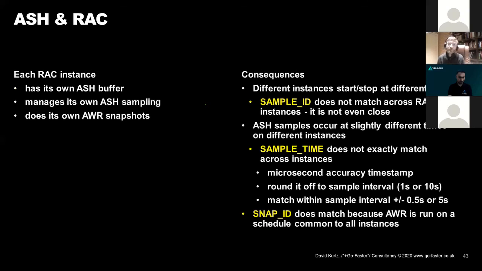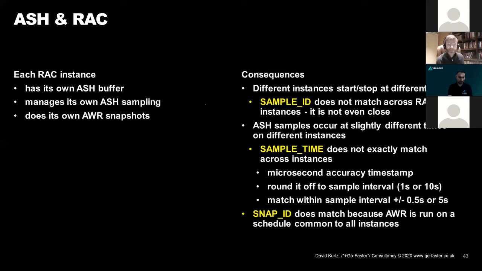First of all, the sample IDs on the ASH rows do not match. They're not even close. ASH, it's basically a counter. It ticks over as the database runs. You start and stop your RAC instances at different times. They're going to get out of alignment from day one. So you cannot join sample IDs across RAC instances.